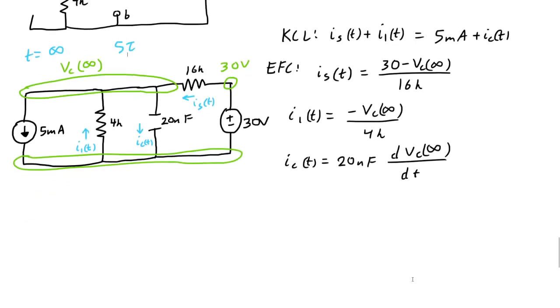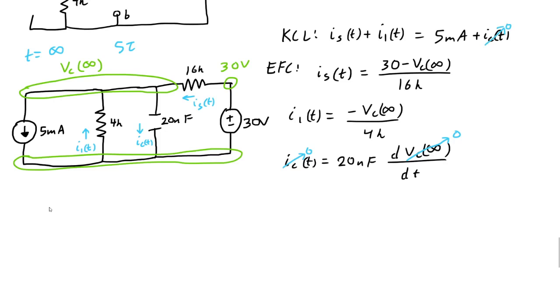Anyway, so we're going to find out what the final voltage of the capacitor is by analyzing it at the DC steady state. Now, at the steady state, VC infinity is going to be a constant. There's not going to be a change in the voltage anymore. So the derivative of a constant is 0, which means that this is 0. This is 0.